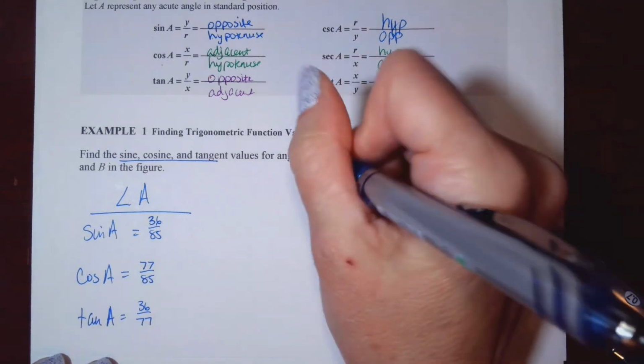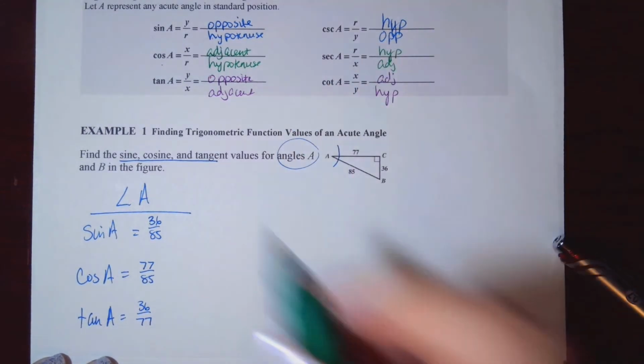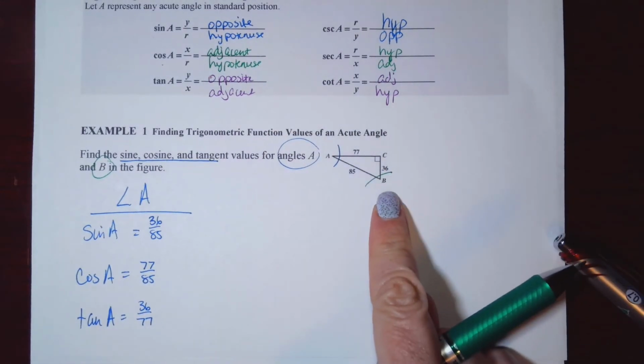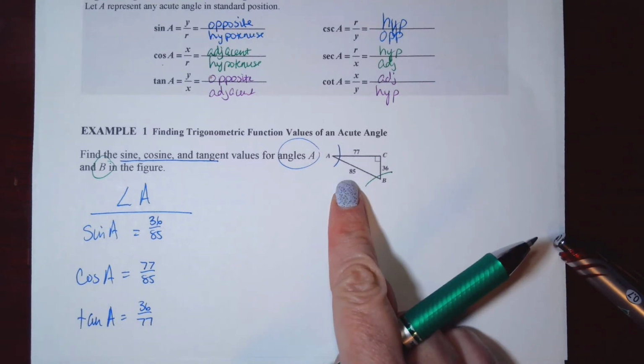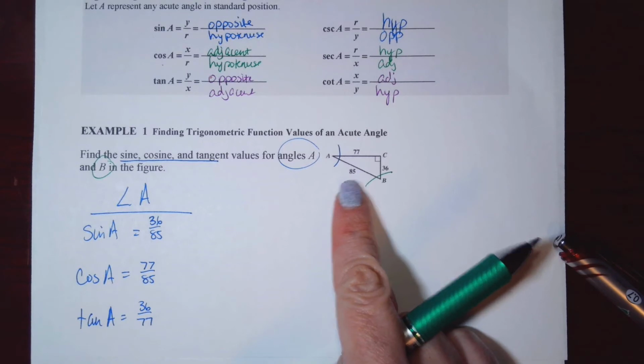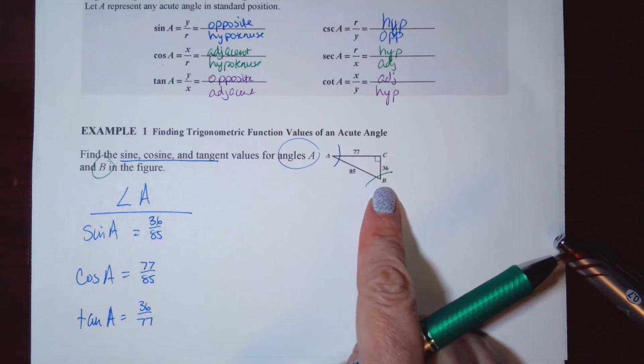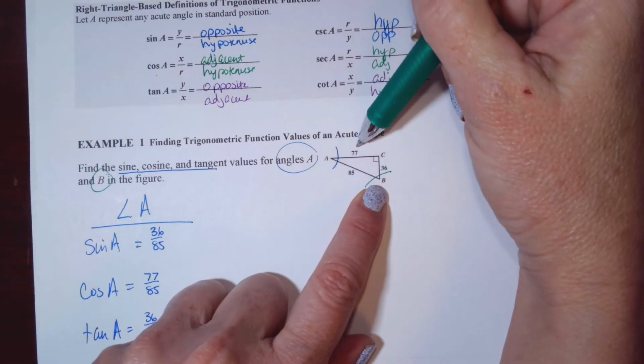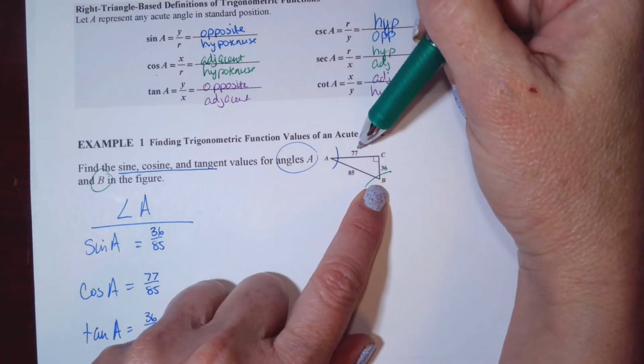Now we also want to do the same for angle B. Angle B is over here. So now if I'm looking at angle B, the hypotenuse is still the same. The hypotenuse is going to be this 85. It's opposite that right angle. But the side opposite B is the other side. I've just switched the orientation.